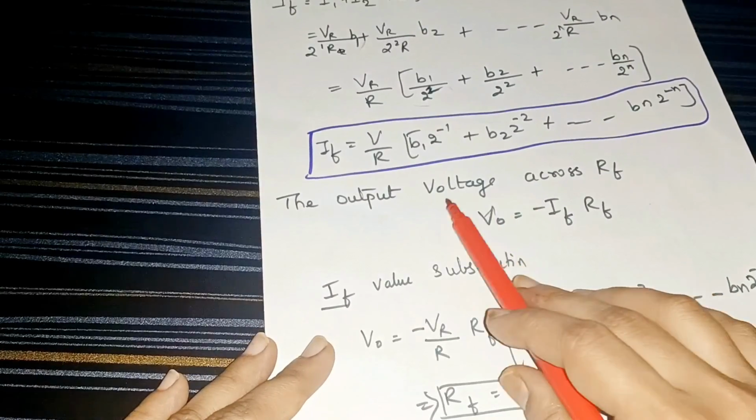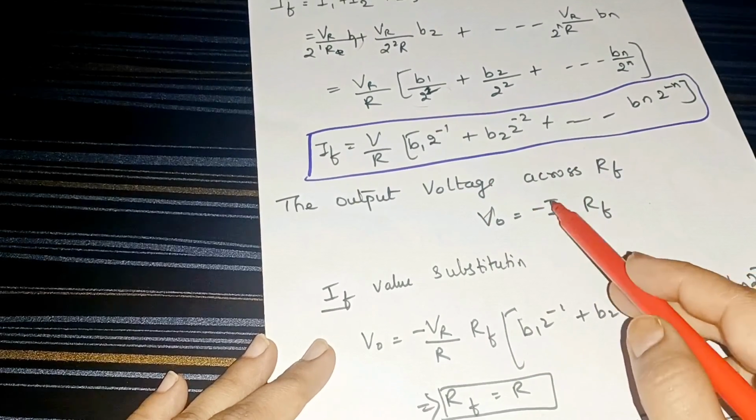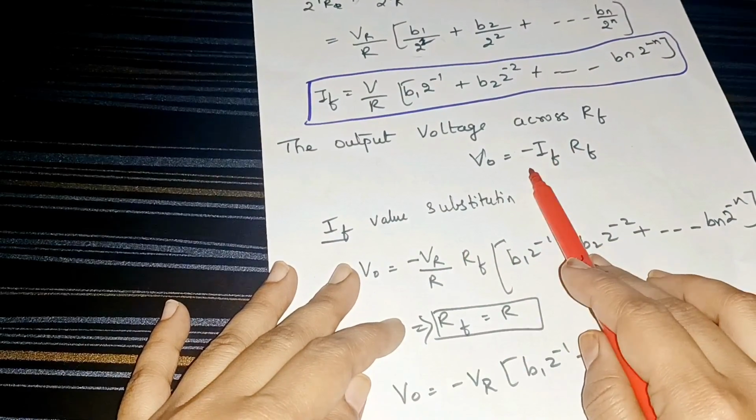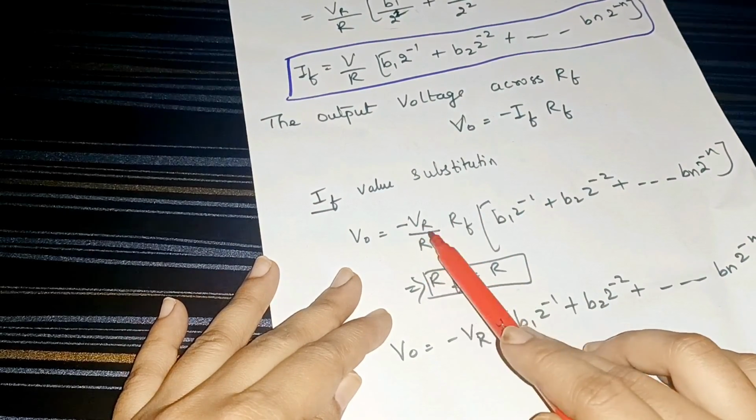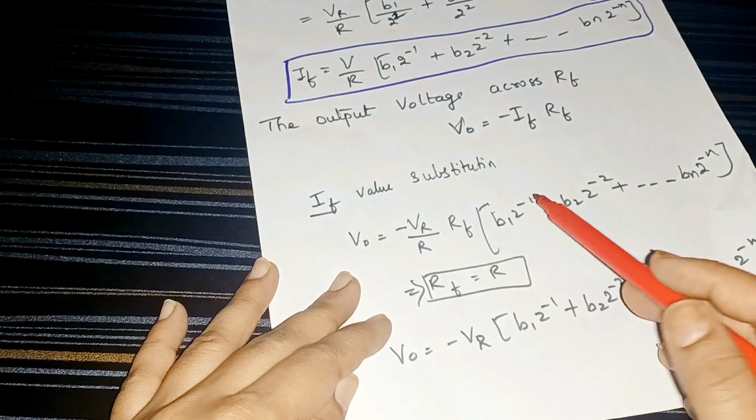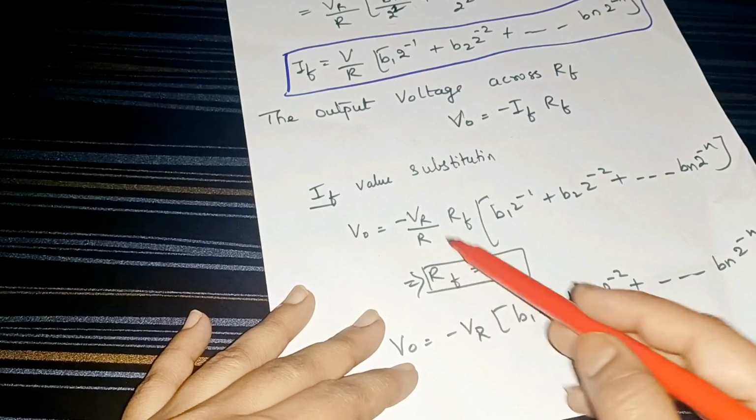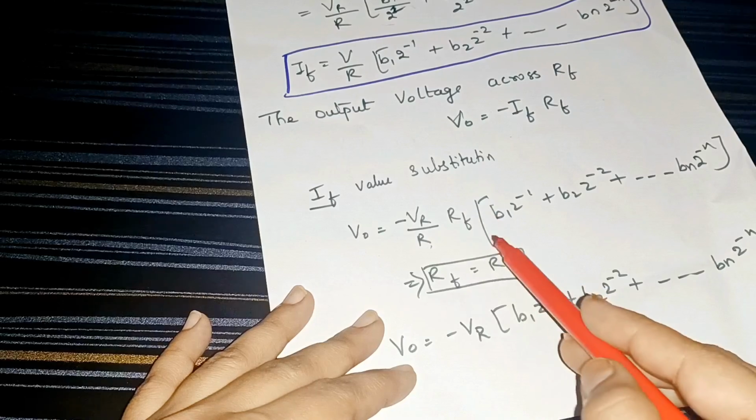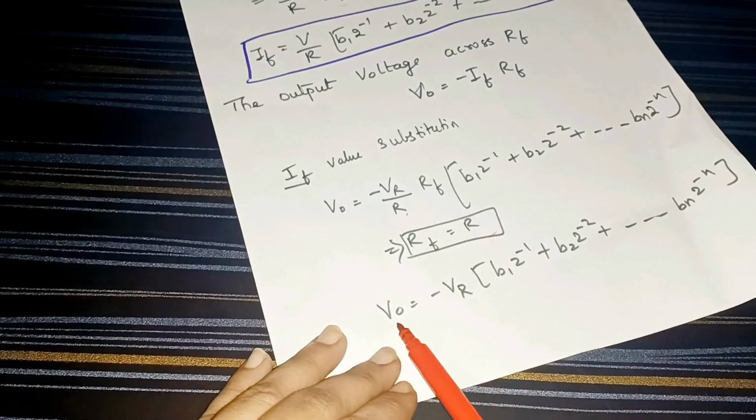We know the voltage output across RF is V0, and as it is the inverting terminal, we take minus IF into RF. Substituting our IF value in this formula, V0 equals minus VR, the voltage reference, divided by R, into RF, times binary digit 1 into 2 raised to power minus 1, till binary digit n. If RF equals R, and the resistor R across each binary digit equals the resistor of the voltage reference, then we get the final output as this.